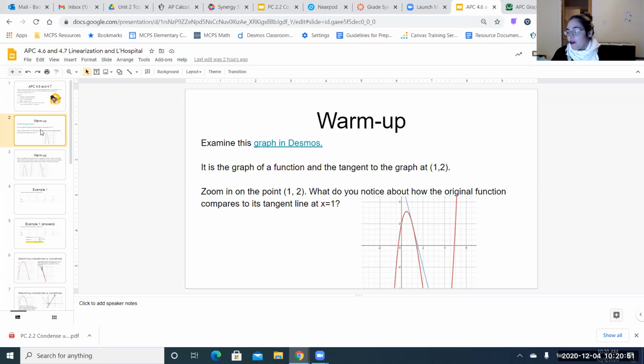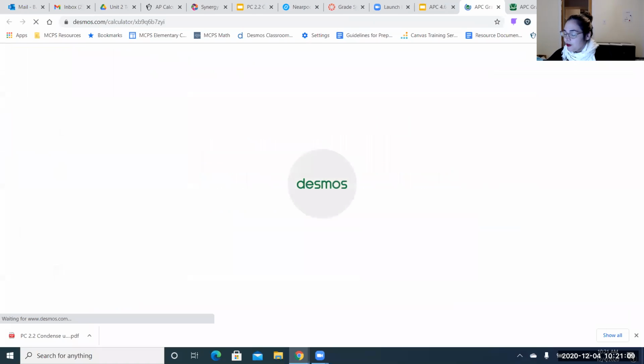So for our warm-up, this is a graph I want you to look at in Desmos. It's the graph of a function in red, and then the tangent to that graph at the point (1, 2). And then I want you to zoom in on the point (1, 2) and think about what you notice about how the original function compares to its tangent line at x equals 1. So if you click on the link, that should give you the graph.